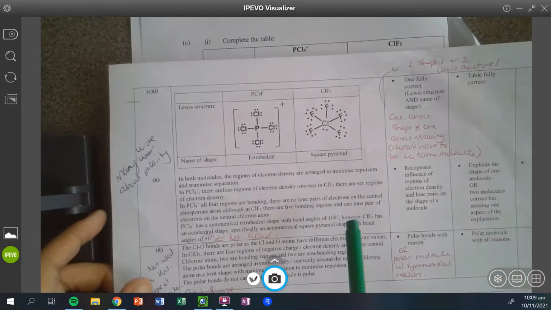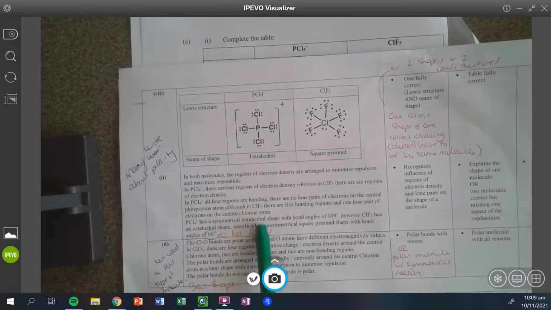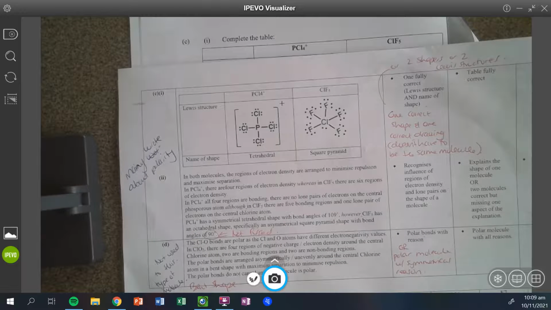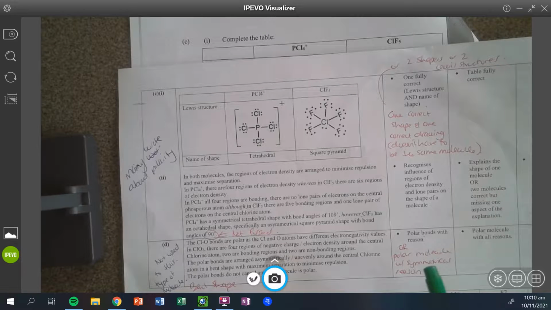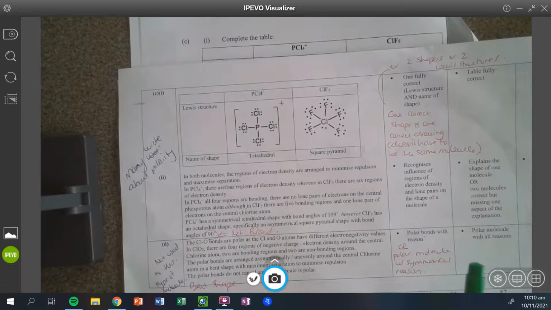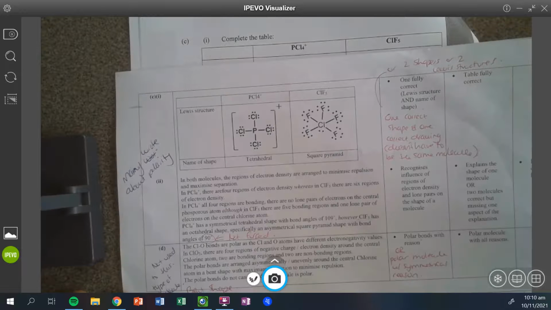So just as a reminder, you're looking at the VSEPR theory and you're explaining the regions, you're explaining about bonded and unbonded pairs and how that influences the shape. So do keep that in mind. A lot of you guys, like I said, misread the question and wrote about polarity because you were assuming polarity.